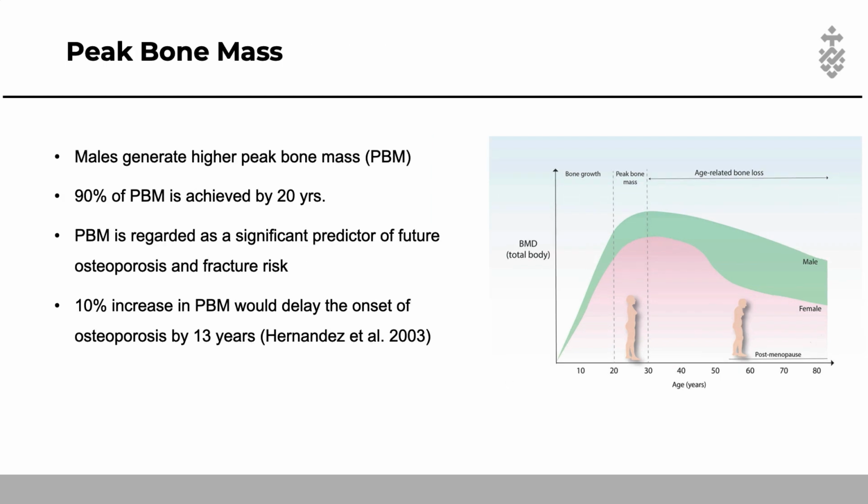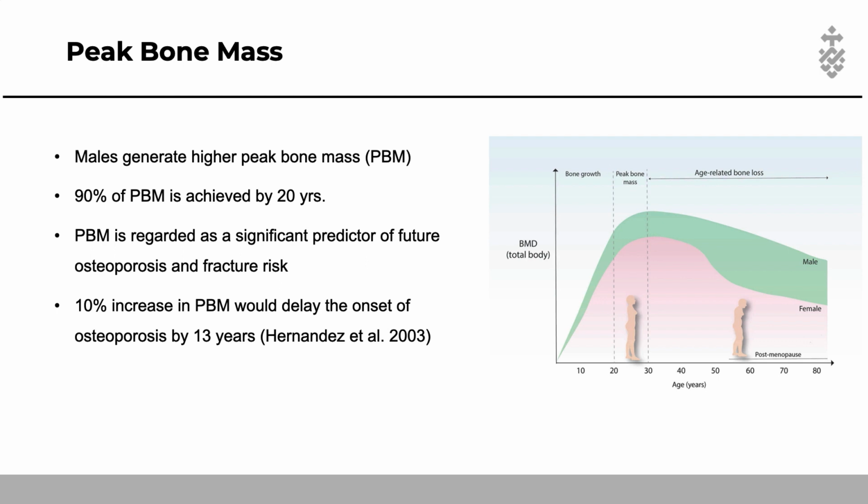So peak bone mass is the amount of bone gained by the time a stable skeletal state has been formed. And it reflects the maximum bone mass attained across the lifespan. So the peak is the peak. We're not going to get much more than that. And up to 90% of that peak bone mass is acquired by age 20.